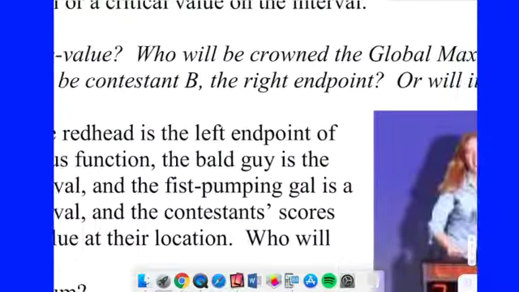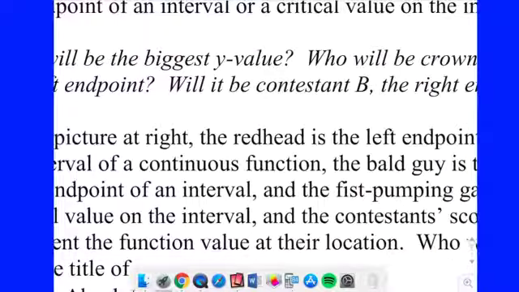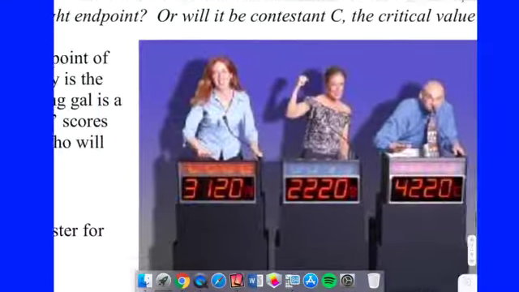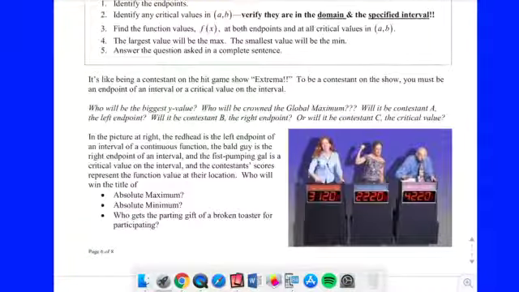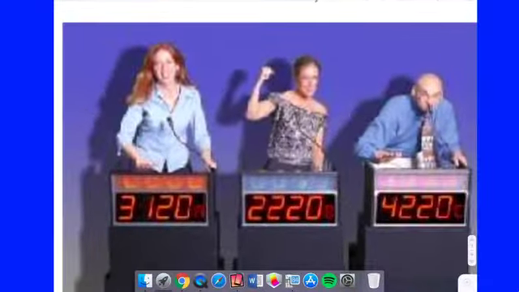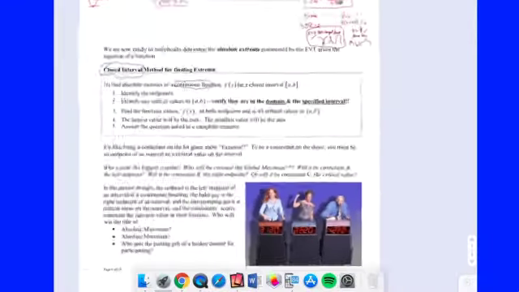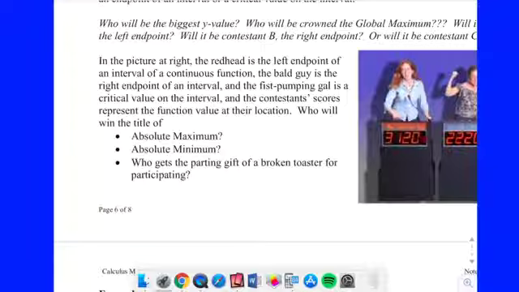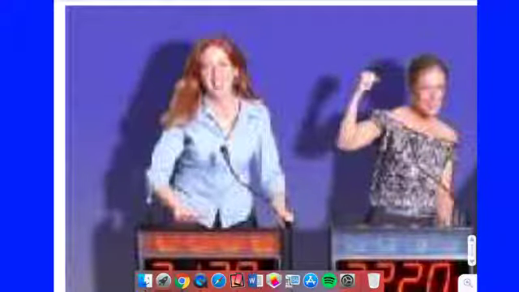Will it be contestant A, the ginger on the left? Will it be contestant B, the creepy old guy on the end? Okay, so we got the left endpoint, the ginger, and we got the creepy old guy on the right endpoint. Or will it be contestant C, the fist-pumping critical value on the interior? Who will it be? We'll find out right after this. Okay, yeah, I'd watch that. I'd watch that.